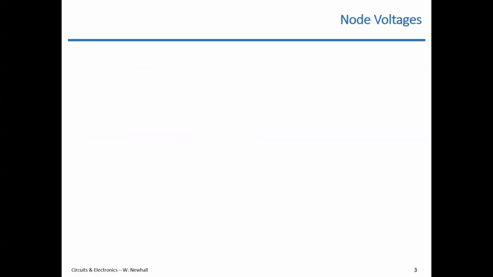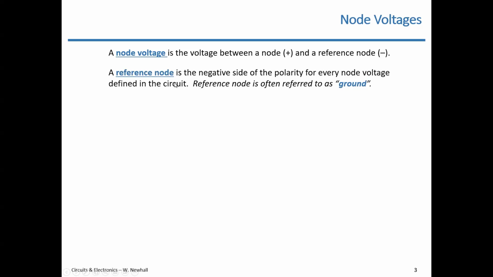So, node voltages. Node voltages are defined like this. A node voltage is the voltage between a node and a reference node. That doesn't clear things up, does it? So you have a voltage, which means you have to have two places in a circuit to measure or define a voltage. And so we're going to have a node where we define a node voltage, and then a reference node against which all of the node voltages are referenced. The reference node is the negative side of the polarity for every node voltage defined in a circuit.